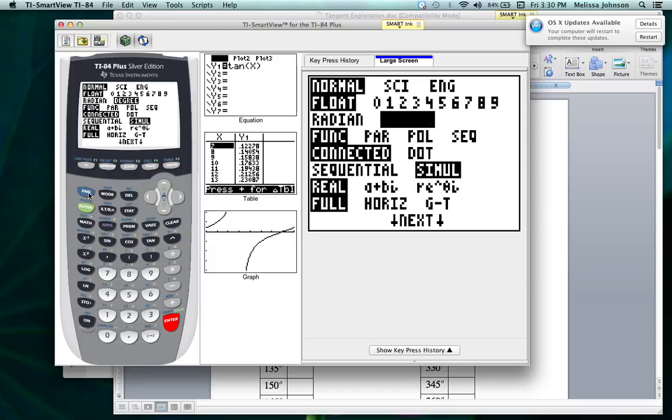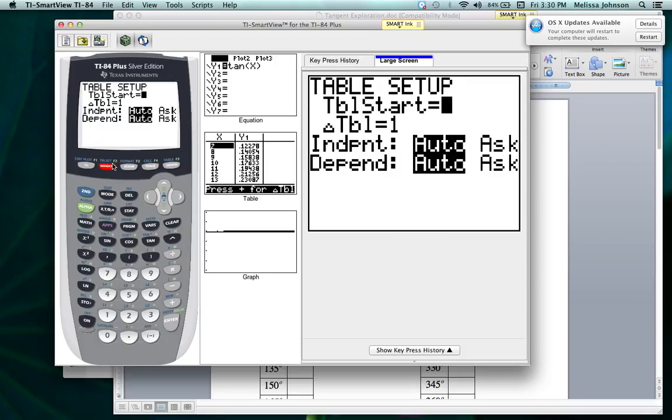And then we're going to explore using the table. To set the table up, if you hit second window, notice it says TBL set, or table setup. There are a couple options here telling you where to start. Delta table means the space in between your numbers. There's also two options on the bottom for auto or ask. If you switch it to ask, you can type in the values that you're looking for.